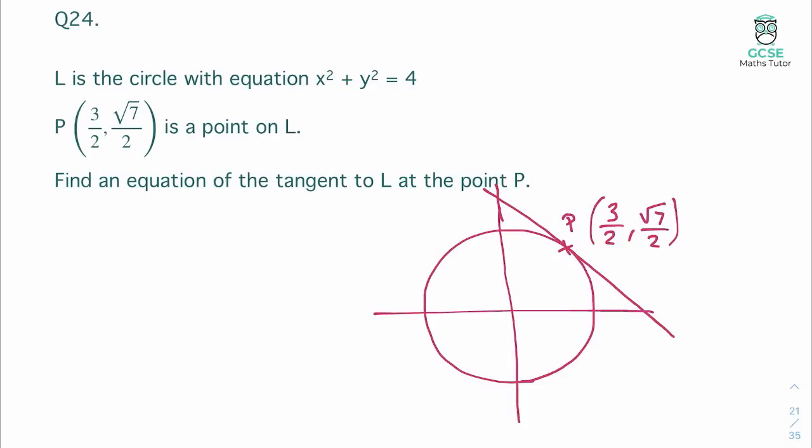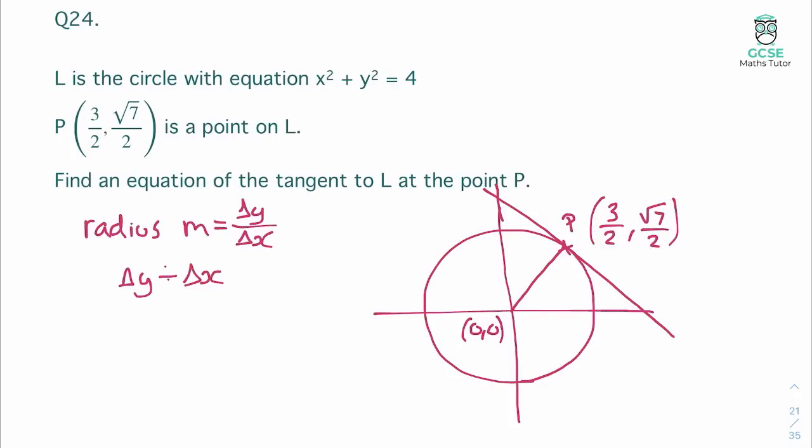So I need to find the gradient of the radius, which goes from 0, 0 up to point P. So the gradient of the radius, let's just write that down. The radius, m, is equal to the change in y over change in x. Now because they are fractional coordinates, I'm going to write this differently. I'm going to write the change in y divided by the change in x. That's just what that fraction means anyway.